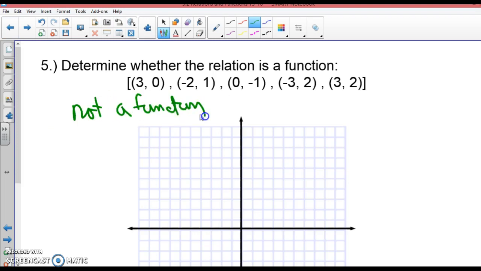Now, if we want to prove it, let's graph it. 3, 0 is right here. -2, 1 is right there. 0, -1, -3, 2, and then 3, 2. If I did my vertical line test, wouldn't it fail? Yeah. Right there, failed. Not a function.